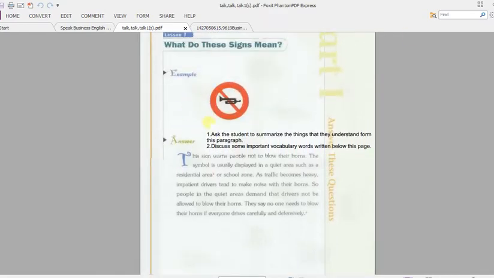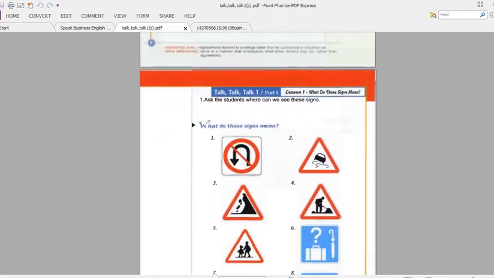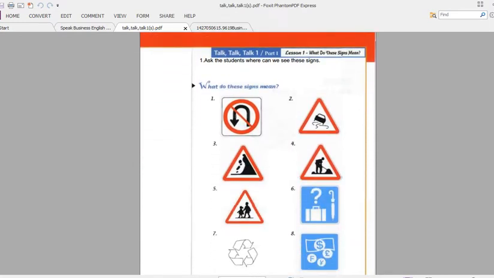You can ask your student what they see in the picture, and you can also ask your student if they know the meaning of this sign. If they don't have any idea about it, then you can read the answer. And then after you read the answer, try to ask your student to make a short summary, or ask your student what they have understood about this topic or about this paragraph. And then after that, you can go to the next page and you can talk about the signs.